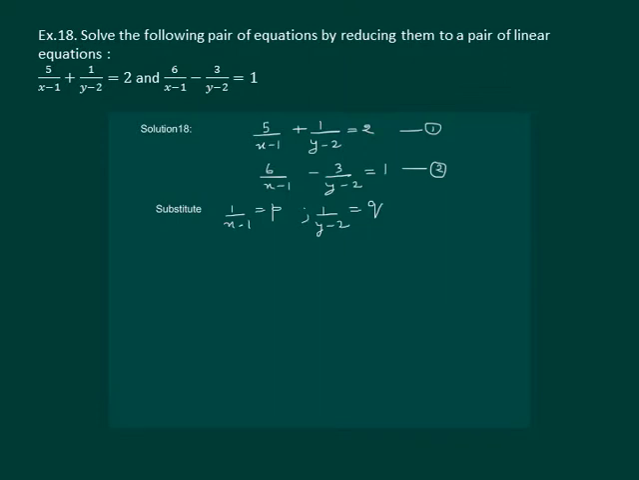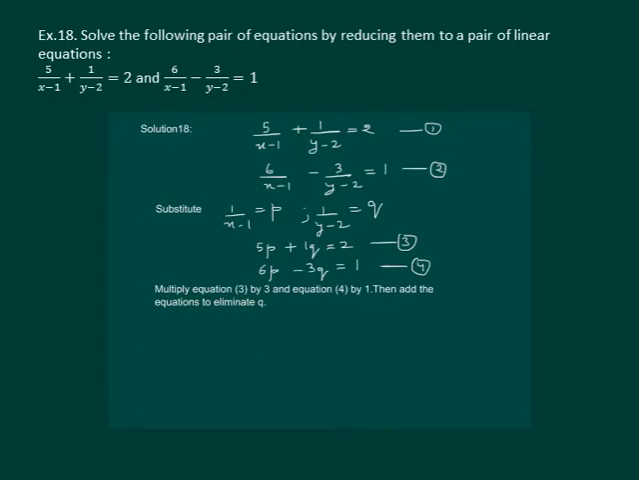Then equation 1 becomes 5p plus 1q equal to 2, and equation 2 becomes 6p minus 3q equal to 1. Now we can solve equation 3 and 4 by any of the methods. We choose to do it by elimination method. We choose to eliminate q by multiplying equation 3 by 3 and then just add the two equations and q gets eliminated.